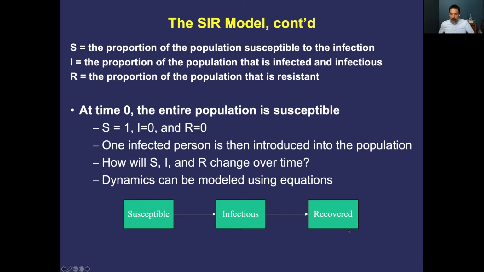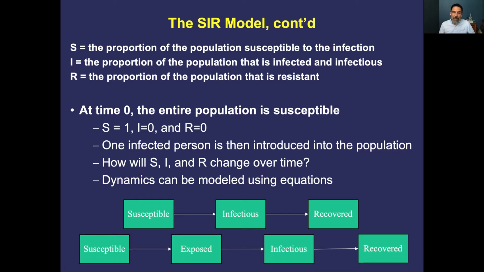There's also a slightly more complicated model, the SEIR model, which includes a compartment for those who are exposed but not yet infected or infectious. This is another one you might see in the literature, in some of the papers that you're reading.